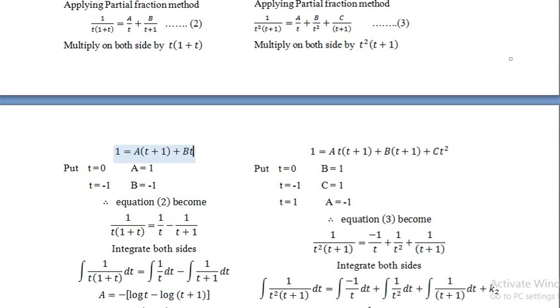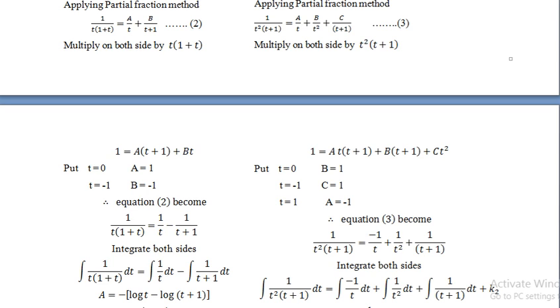In this equation, first we substitute t value as 0. If you put t equal to 0, we get the left side as 1, and the b value is also 0, so a into 1 is a. So a equals 1. Then t plus 1 equal to 0, or t is equal to minus 1. So substitute t equal to minus 1 again in this equation. So t equal to minus 1 means the a term is 0, and our b value is minus 1.